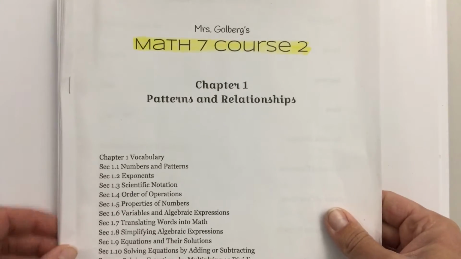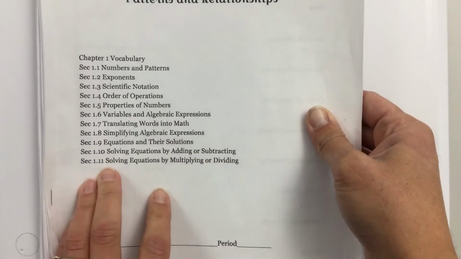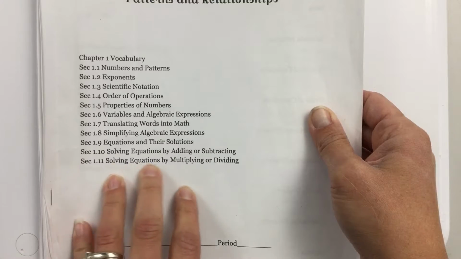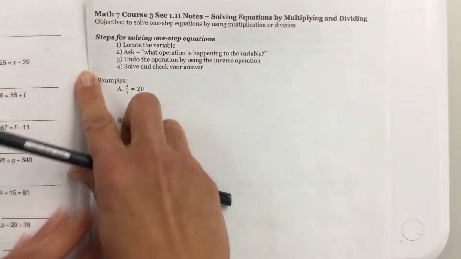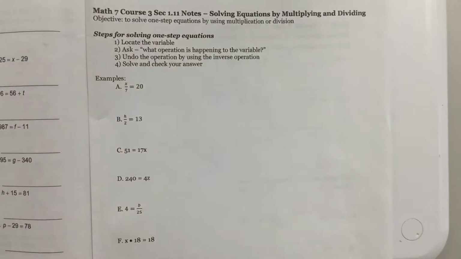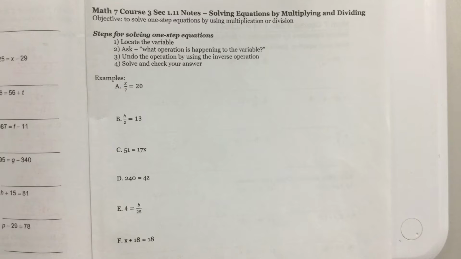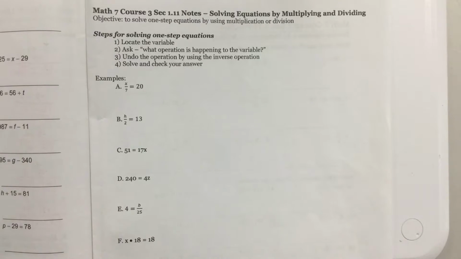Okay, seventh graders, we are doing our last section, and this is solving equations by multiplying or dividing. So we are going to start. I have some steps for us. These are the same steps that you can use with addition and subtraction.